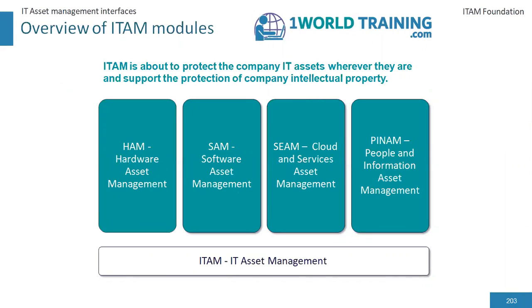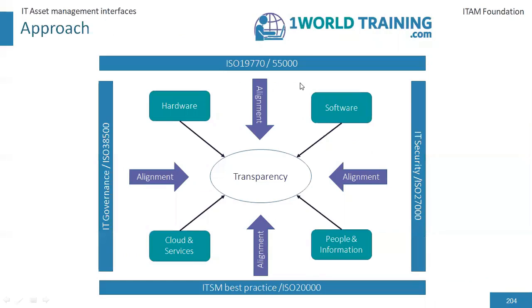So, overview of IT asset management modules. You hope you remember HAM, that area which focuses on managing the life cycle of hardware assets. And then SAM, which focuses on the life cycle of software assets, right? And then cloud service asset management, which focuses on managing the life cycle of cloud services, and people information and asset management, which focuses on managing the people and information aspects, right? So ITAM is about protecting the company IT assets wherever they are and supporting the protection of company intellectual property.